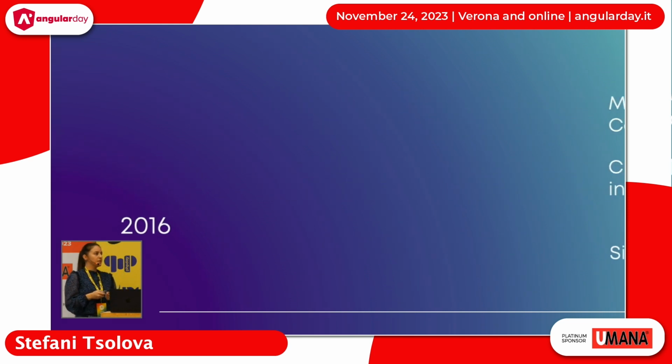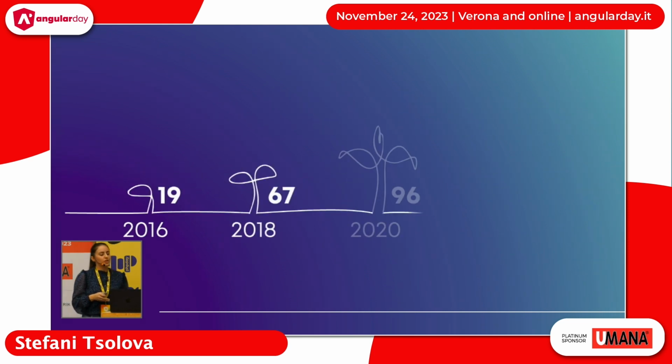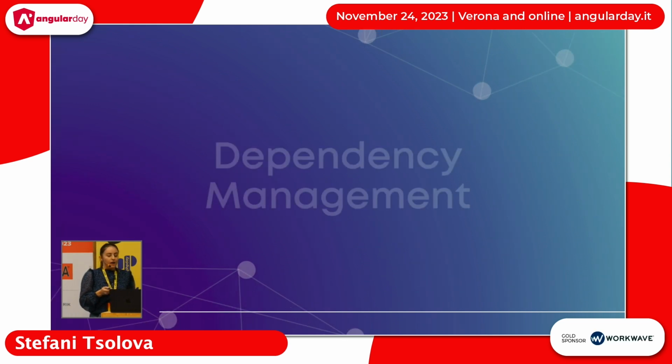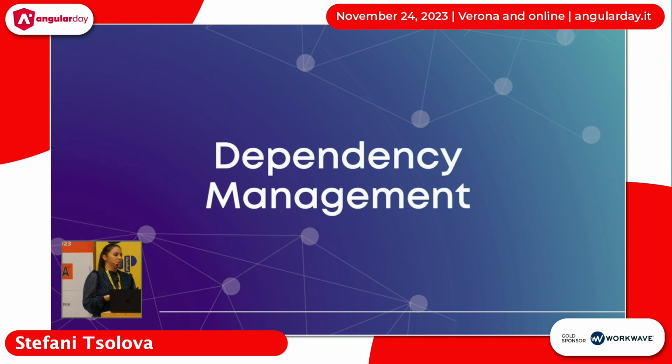But since 2016, things changed drastically, because in 2016 the library had 19 components. It wasn't that big of a deal, but over the years the number of those components grew, respectively the repositories grew, and the intricacies and interdependencies between them grew as well. And then dependency management really hit us in the face.